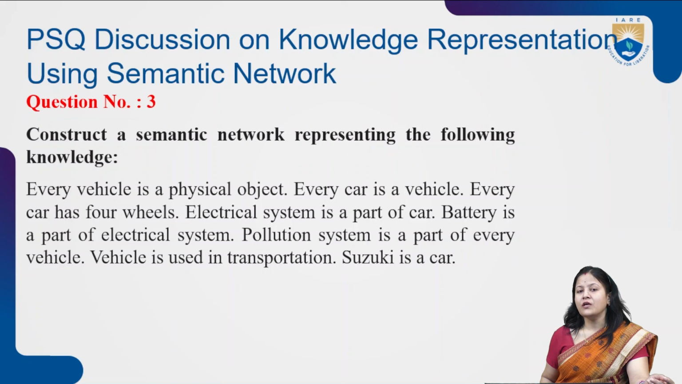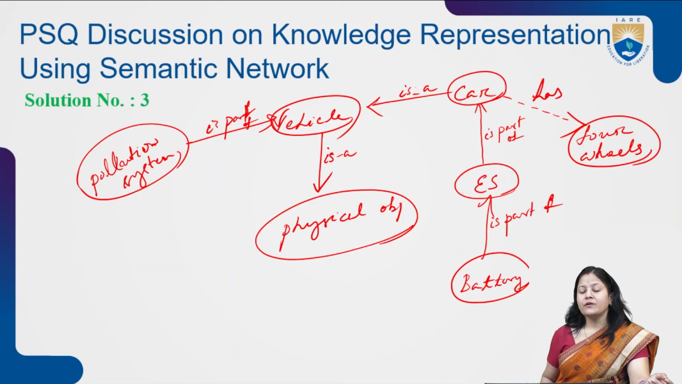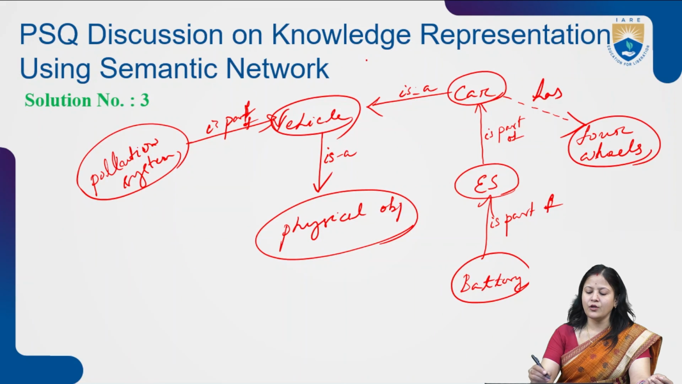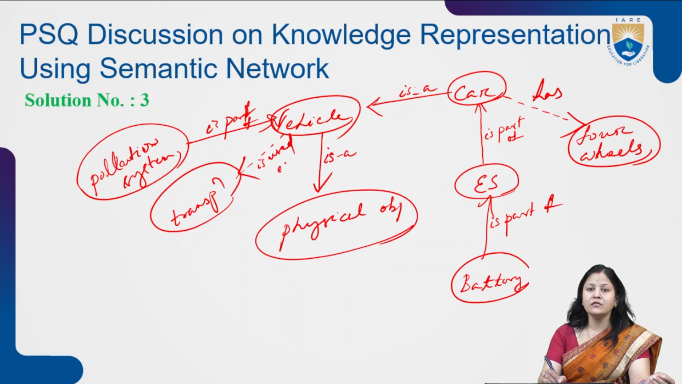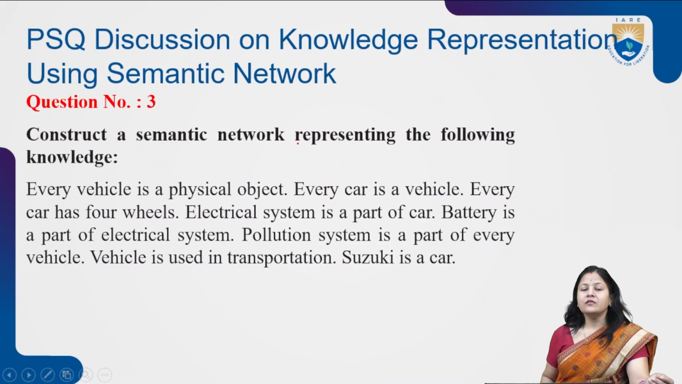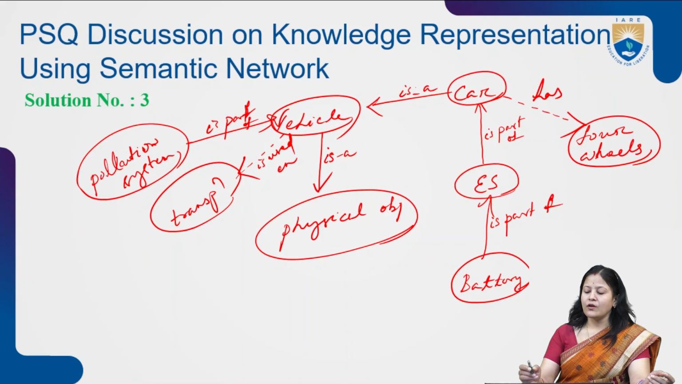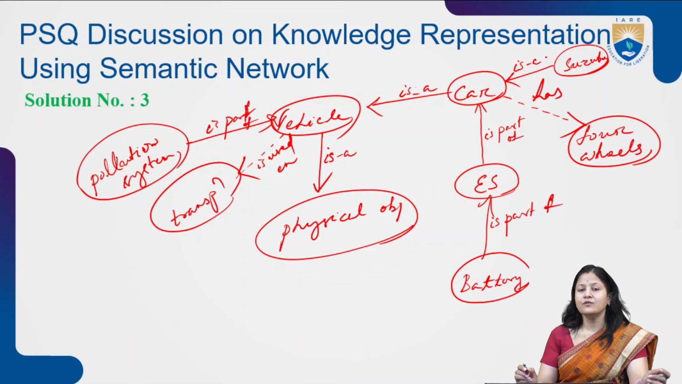Then vehicle is used in transportation. So transportation is one of the attributes, we can say it is one of the properties of the vehicle. So we can represent with the help of dotted arrow mark. So here you can create transportation. Vehicle is used in transportation, with the help of dotted arrow. So relation is used in. Next one, Suzuki is a car. Suzuki is an instance of car. So car already we have created. So you can create Suzuki here, one class, and Suzuki is a car. Very important, is a. So this is the relation between Suzuki and car.